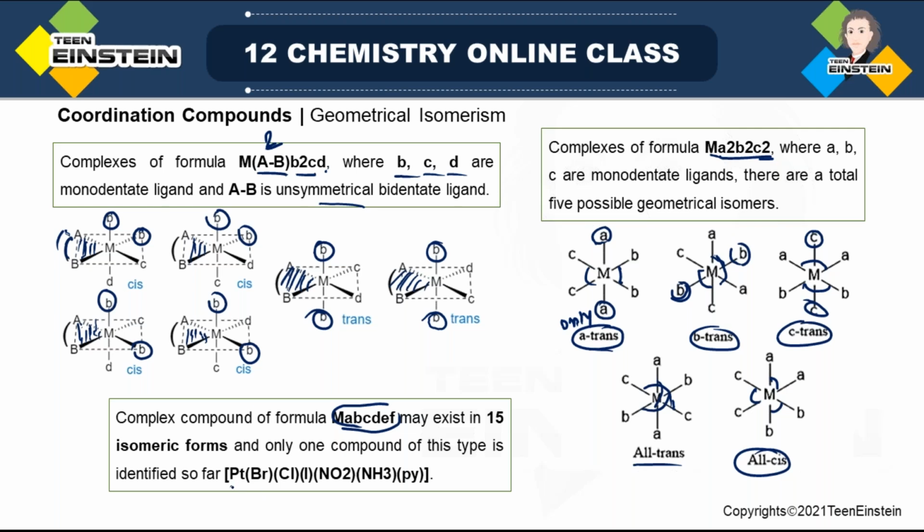The compound is the Pt complex. Pt is the metal here, and we have six different types of ligands: bromide, chloride, iodide, three halogens, then nitrite, ammonia, and pyridine. Whenever you have this type, it is not just for this example. Though no other example is present, this general formula can be given in a question, and it can be asked how many geometric isomers are possible. So it is 15. Fine.